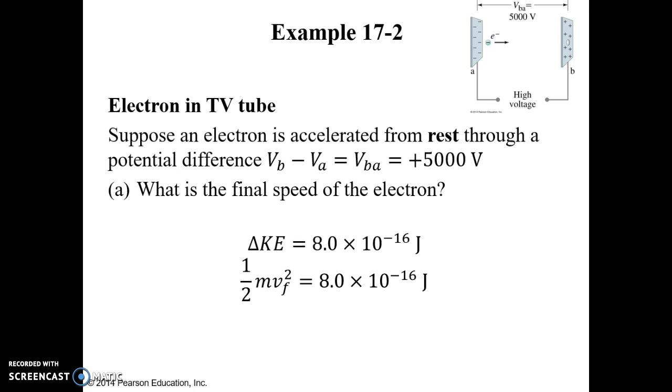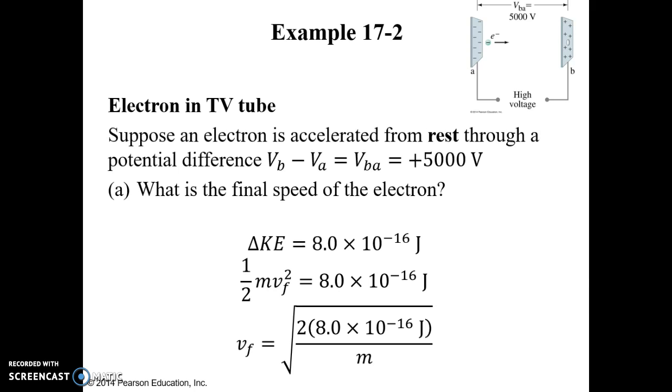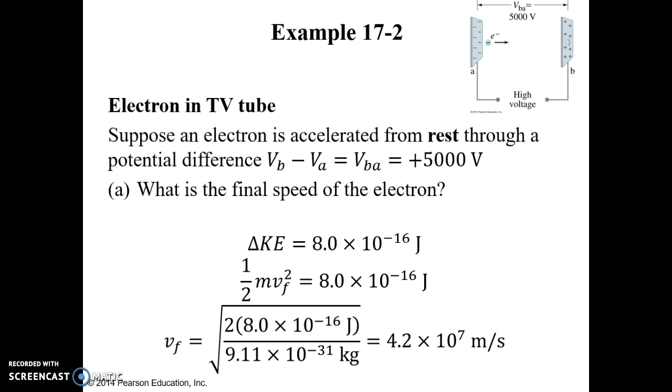And from there, we can solve for the final velocity, which equals the square root of 2 times 8 times 10 to the negative 16 joules all over mass. For m, we plug in the mass of an electron, another value to write down as future reference. And we get the final speed of the electron to be 4.2 times 10 to the 7 meters per second. So basically, the electron is moving 42 million meters every second.